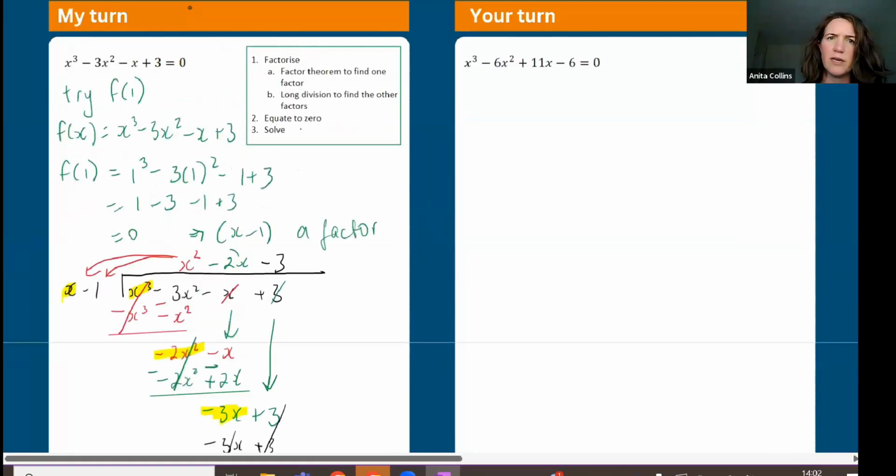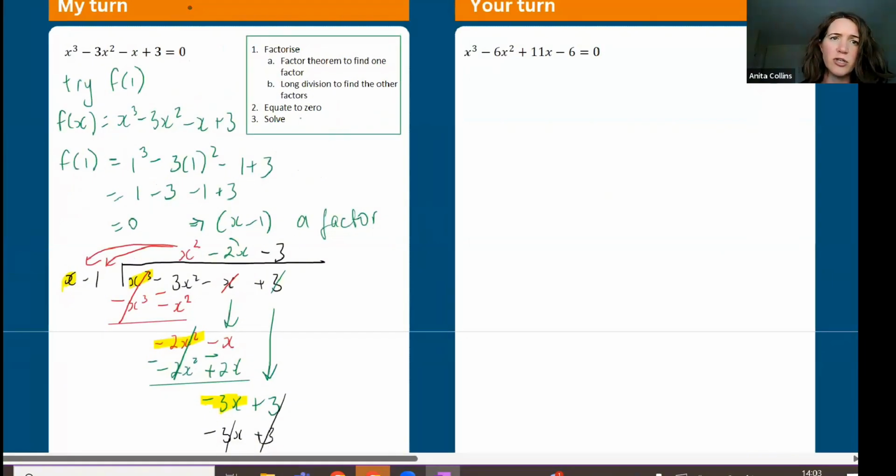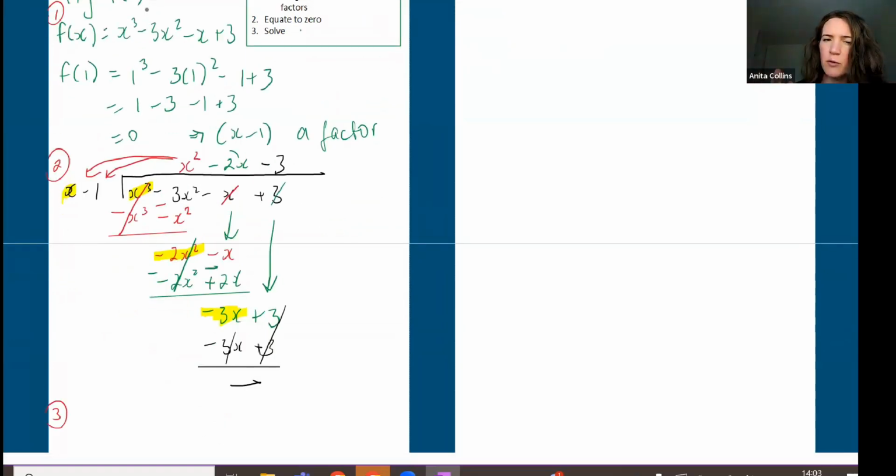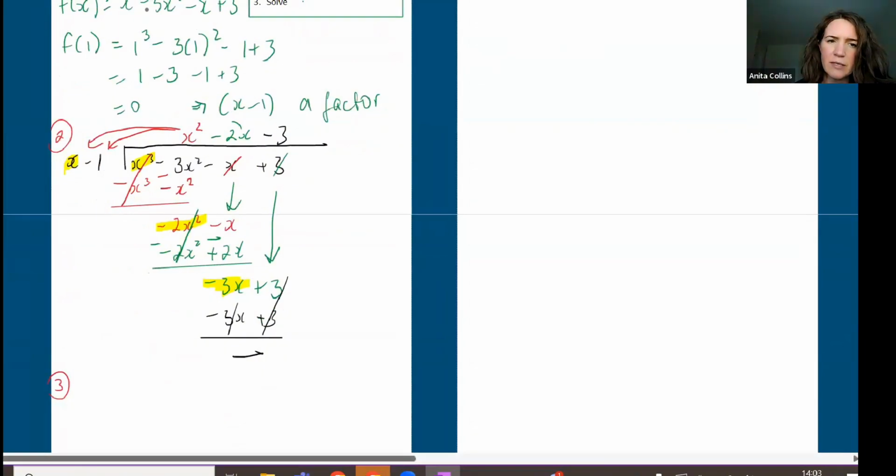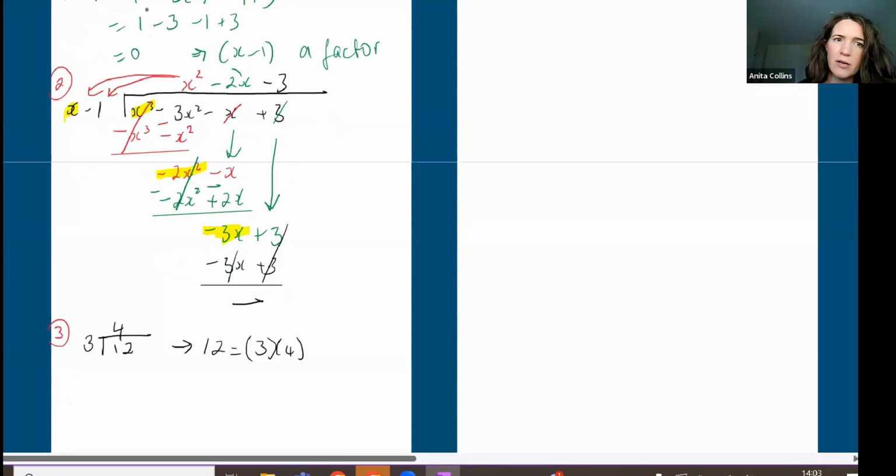Step 1, factorize. Use the factor theorem to find one factor. Done. Let me label up my steps here. Step 1. Step 2, long division to find the other factor. Done. Equate to 0. So let me just give you an easy example just to show you something for a second. If you do 12 divided by 3 gives 4, then you can say that 12 is equal to 3 times 4. Okay? We're going to do a similar thing here.